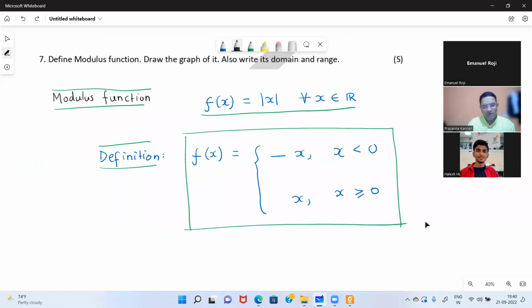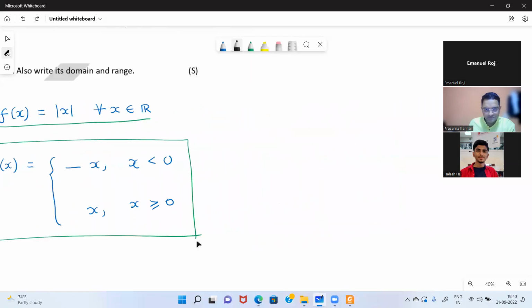Okay. Now let's look at the graph of the modulus function. Okay, students.